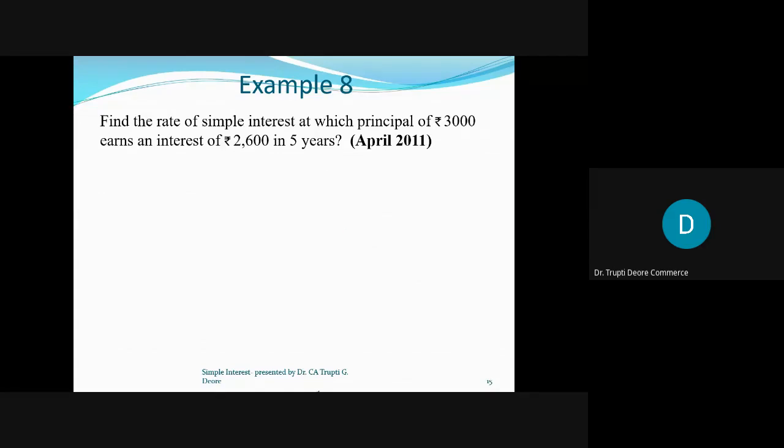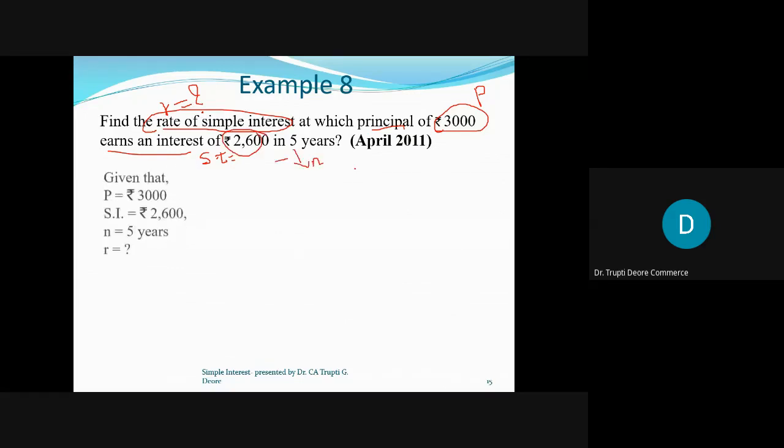So just check out what is given. Find the rate of simple interest. So we have to find out R. So R is equal to question mark. Then at which principal? Principal, it is an amount of P. And earns an interest, SI is equal to this one. And in years it is N. So we get this given that. So go for the solution.